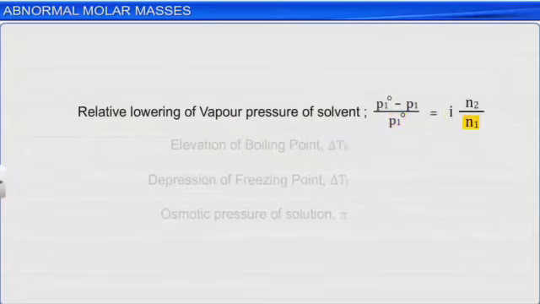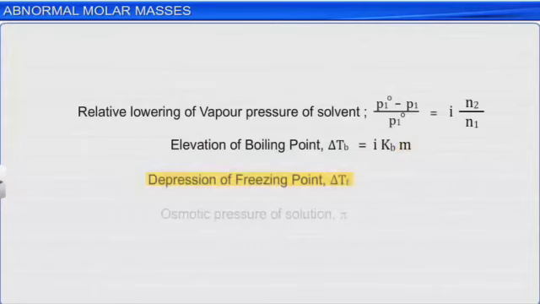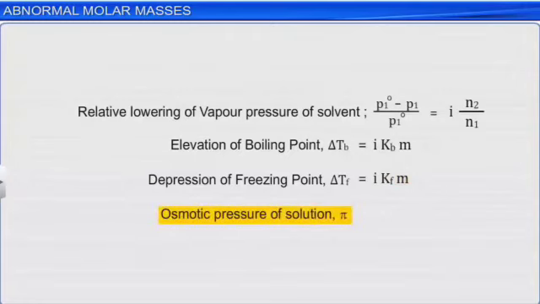Elevation of boiling point, delta Tb, is equal to i multiplied by Kb multiplied by m. Depression of freezing point, delta Tf, is equal to i multiplied by Kf multiplied by m. Lastly, the osmotic pressure of a solution, pi, is equal to i multiplied by n2 multiplied by R multiplied by T divided by V.